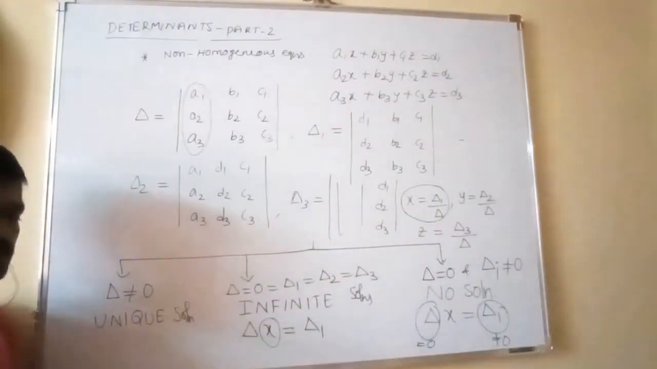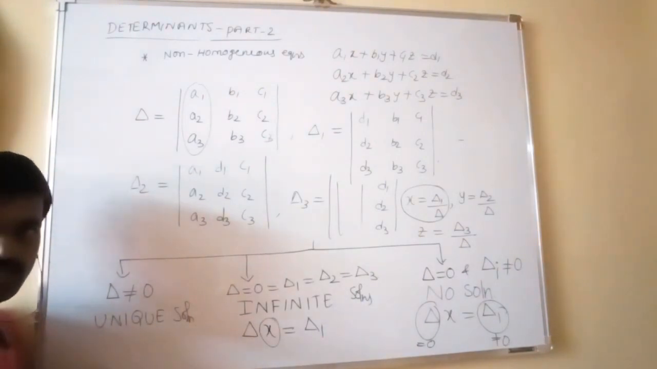So you have to remember: delta not equal to 0, unique solution. As it has a solution, in this case the system is consistent.